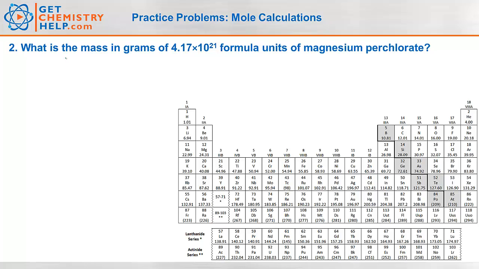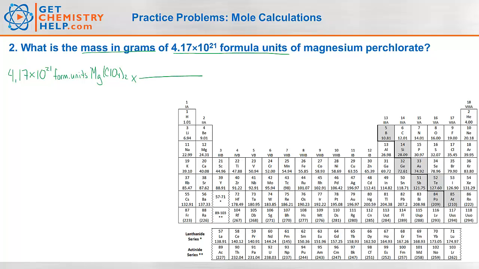Okay, how about number 2? What is the mass in grams? So I want to find mass in grams of 4.17 times 10 to the 21st formula units of magnesium perchlorate. Okay, so I'm starting with 4.17 times 10 to the 21 formula units. There's not a great abbreviation, so I'll just put form units, I guess. Magnesium perchlorate. Magnesium is 2 positive. Perchlorate would be 1 negative, so it must be Mg(ClO4)2.